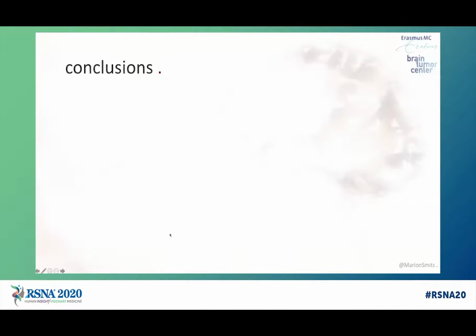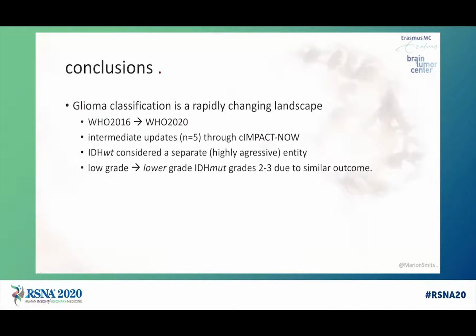So to conclude, glioma classification is a very rapidly changing landscape where the latest WHO classification from 2016 is already outdated, and we're on the 5th update now through the cIMPACT-NOW working group. The big change here is that IDH wild-type tumors are considered a very aggressive and separate entity. And within the IDH mutated groups, grades 2 and 3 are now more or less lumped together as so-called lower grade tumors. Important to remember that conventional imaging may not be sufficient and that physiological imaging, such as perfusion, can help us identify the tumor's biological aggressiveness.